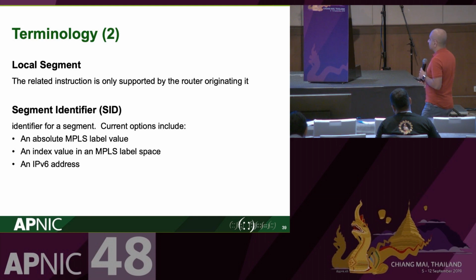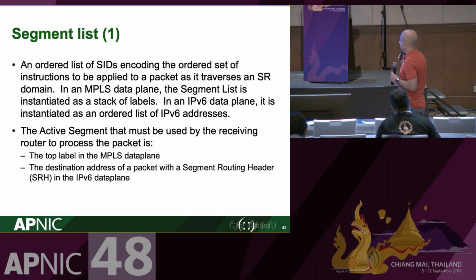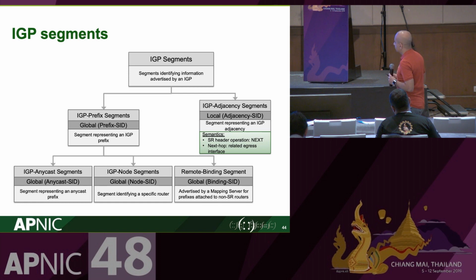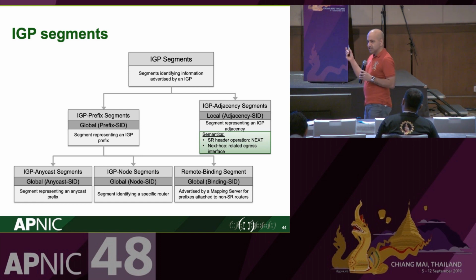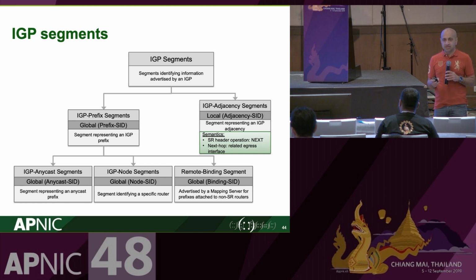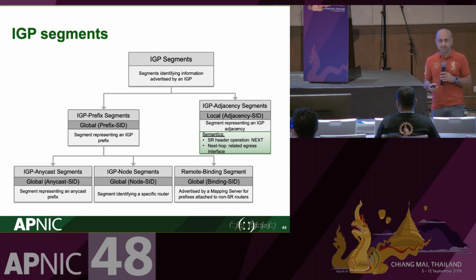Okay. Segment list, we've already spoken about, so I'll skip that. Segment routing global block. I'm just rushing through it so I can get to some of these. In terms of segments, these are all in the slides that you can download. You'll see that we've got IGP segments. There are also BGP segments, because you can do this for route selection for traffic that is leaving your network as well, things called egress peer engineering. But we have global segments, and we've got adjacency segments, local segments.